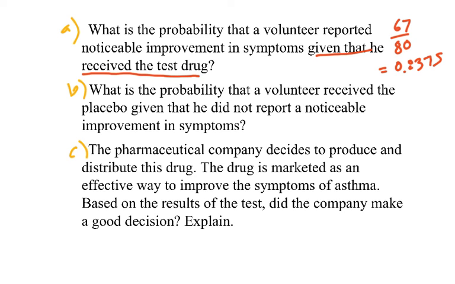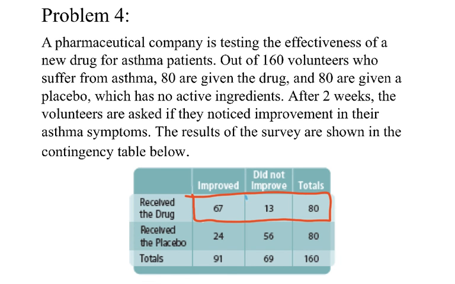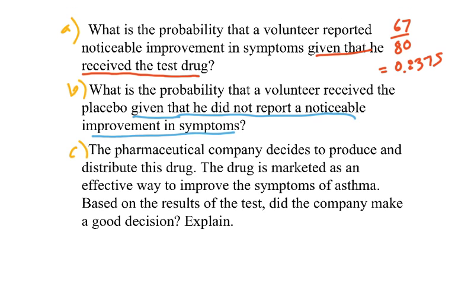B, what is the probability that a volunteer received the placebo given that they did not report noticeable improvements? So the given was that they did not have improvements. So we're only looking at the people that did not improve. So we're only looking at this group of people. So what is the probability that this group received the placebo? Well, there were 56 out of the 69 that did not improve. So this is approximately 0.8116.